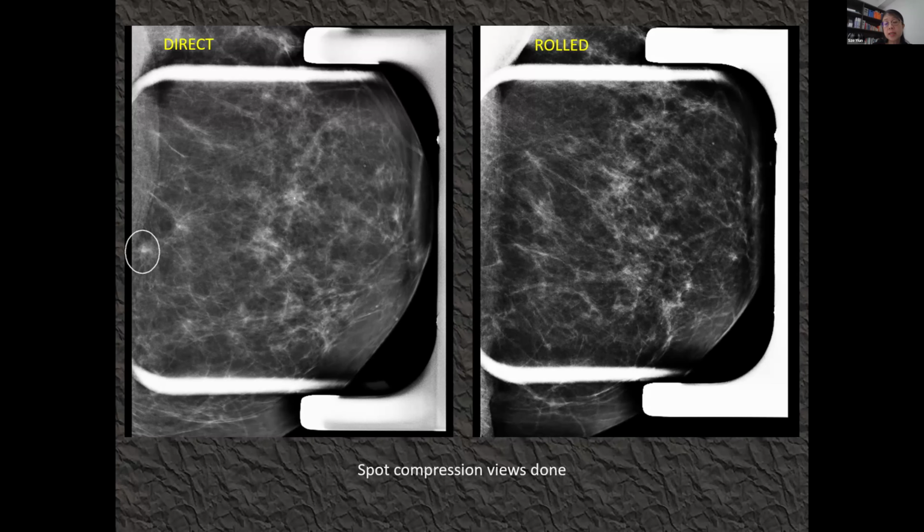But spot compression views can sometimes be useful when the area of breast is very posterior, like in this case, or if a different plane of imaging, for example, if you want to change from MLO to LM or a rolled view, a spot compression in a different plane can be performed.